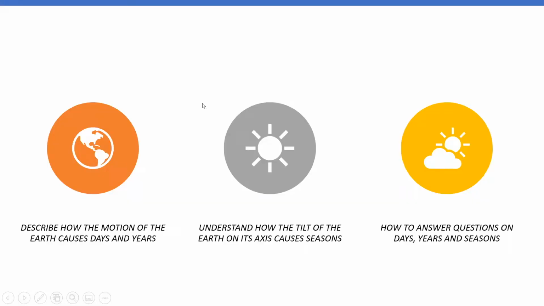Okay, so let's look at the learning objectives. Number 1, describe how the motion of the Earth causes days and years. Number 2, understand how the tilt of the Earth on its axis causes seasons. And number 3, how to answer questions on days, years and seasons. So we'll answer questions based on all of those.